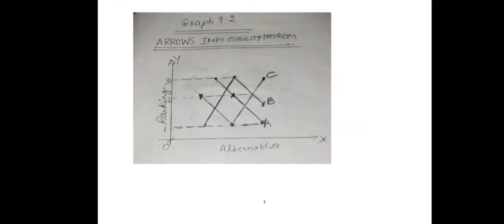Then we have non-imposition. Social choices must not be imposed from outside the society. They must be derived from individual preferences. Then we have non-dictatorship. Social choices must not be dictatorial. Then we have independence of irrelevant alternatives. Social choices must be independent of irrelevant alternatives. So this is how K.J. Arrow demonstrates the impossibility of obtaining the social welfare function even if individual preferences are consistent. Now let us look at this graph 9.2, which shows Arrow's impossibility theorem.